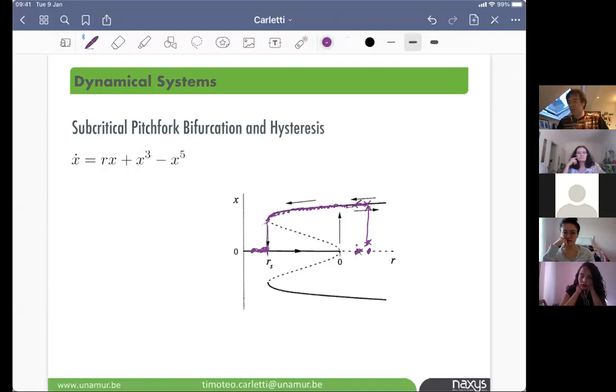If you keep decreasing r, you are moving to the left, to r equal to 0. But the important point is that if you now instead increase r from here, you will still remain on x equal to 0.